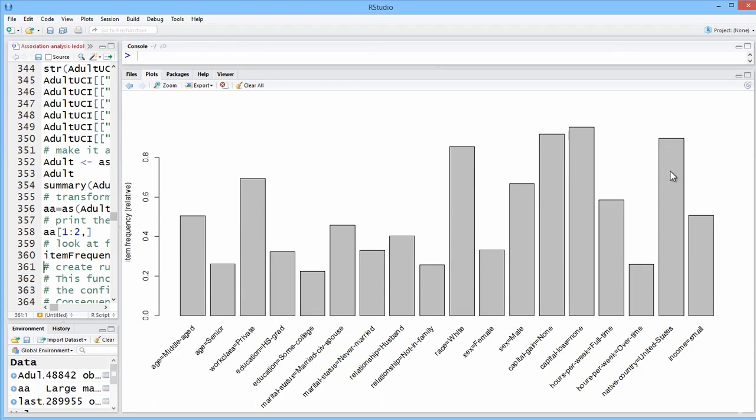So this gives us some idea about the support levels. And note, these are only for these combinations, these categories, where they occur at least 20% of the time. So 0 really starts at 20. And again, capital loss, none, is almost complete.